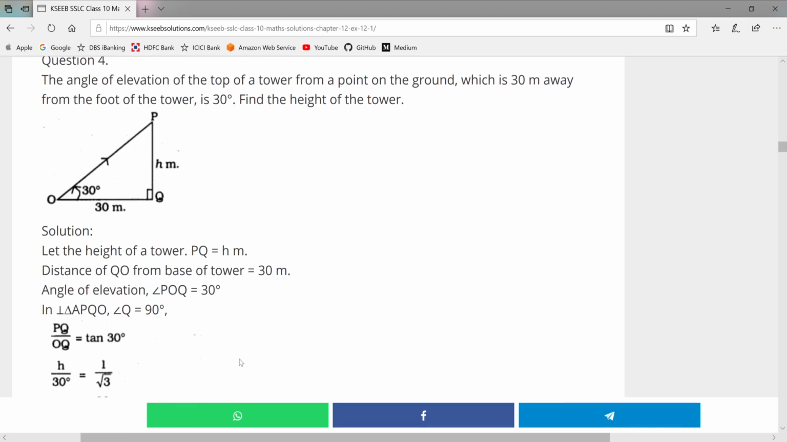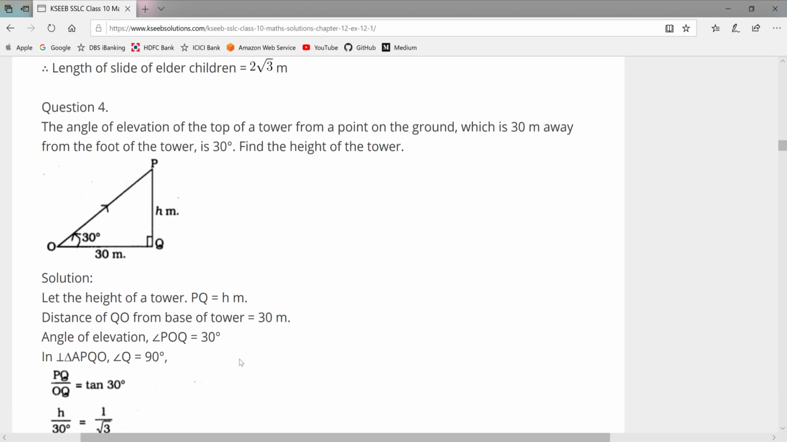Okay, we'll move on to question number 4 here. See what question number 4 is. This is a very important question. We have already got this question many times in your examinations. Okay, go for question number 4 here.